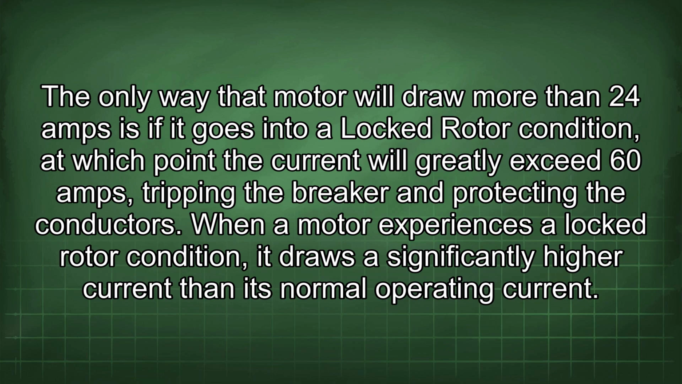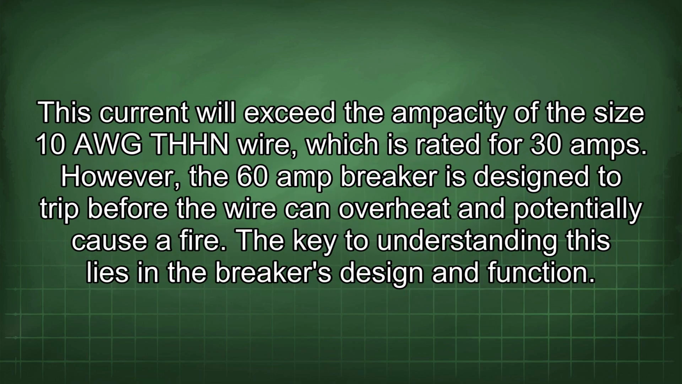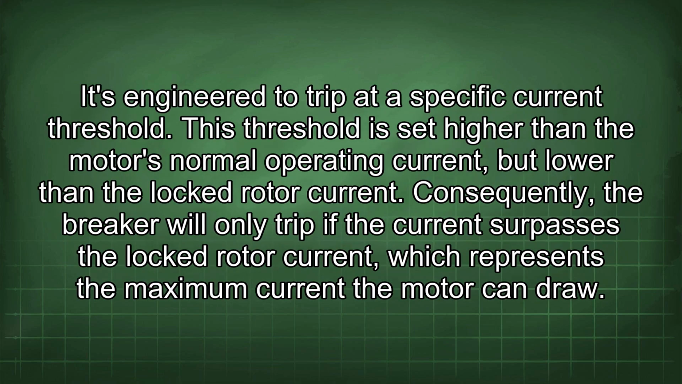When a motor experiences a locked rotor condition, it draws a significantly higher current than its normal operating current. This current will exceed the ampacity of the size 10 AWG THHN wire, which is rated for 30 amps. However, the 60 amp breaker is designed to trip before the wire can overheat and potentially cause a fire. The key to understanding this lies in the breaker's design and function. It's engineered to trip at a specific current threshold.